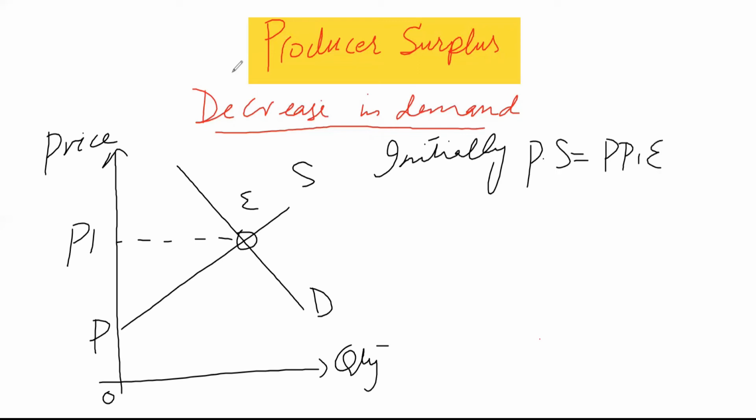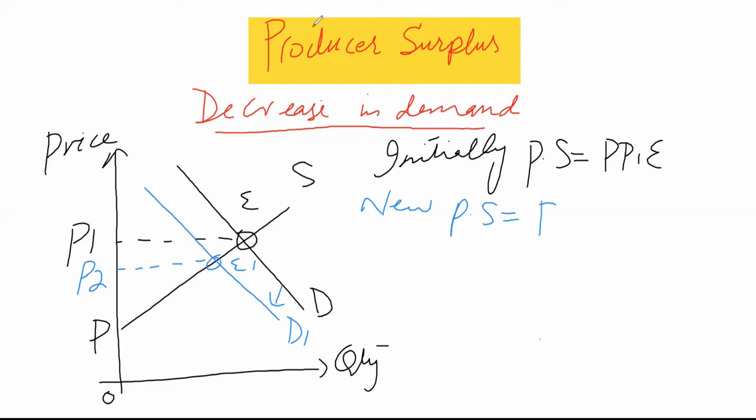Now if there is decrease in demand, demand curve will shift to the left to D1 and new equilibrium will take place at E1 when new market price is P2. So new producer surplus, which has decreased, is equal to P, P2 and E1. And again the decrease is also in the shape of trapezium, and that trapezium is P1, E, E1 and P2.